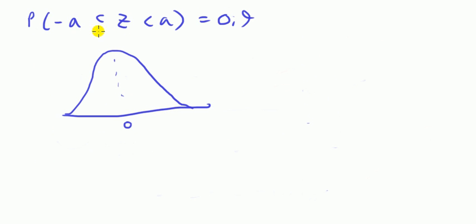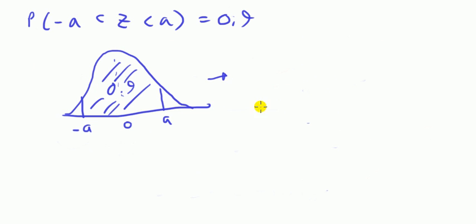Finally, we're after the points minus a and plus a, so that z between minus a and plus a is equal to 0.9. By symmetry, those numbers must be the same distance from 0, because they're just the same numbers but different signs. And the area between them must be 0.9, i.e. 90%. Alright, that's what we're after.